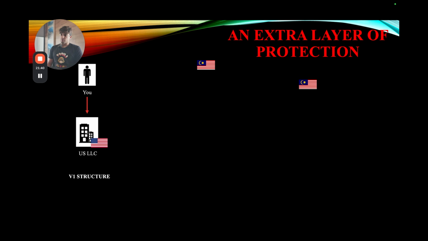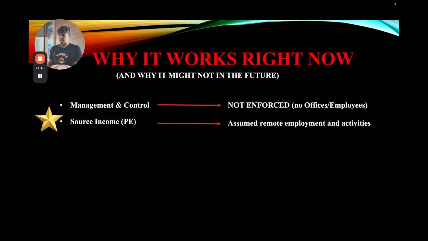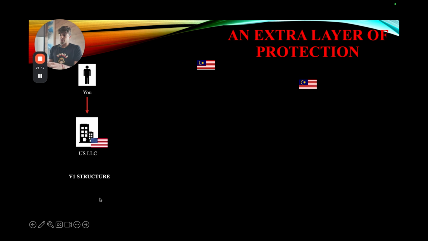So this is why I've come up with an extra layer of protection. This is like the 2.0 version of the US LLC. Before, we had the US LLC, we owned the operating company, and we're making money from there, and then we're paying ourselves. Now, if this is the case, then obviously there are these problems, right? Source income is sourced from Malaysia. Management and control, the company is managed from Malaysia because I live there, because the owner lives there.